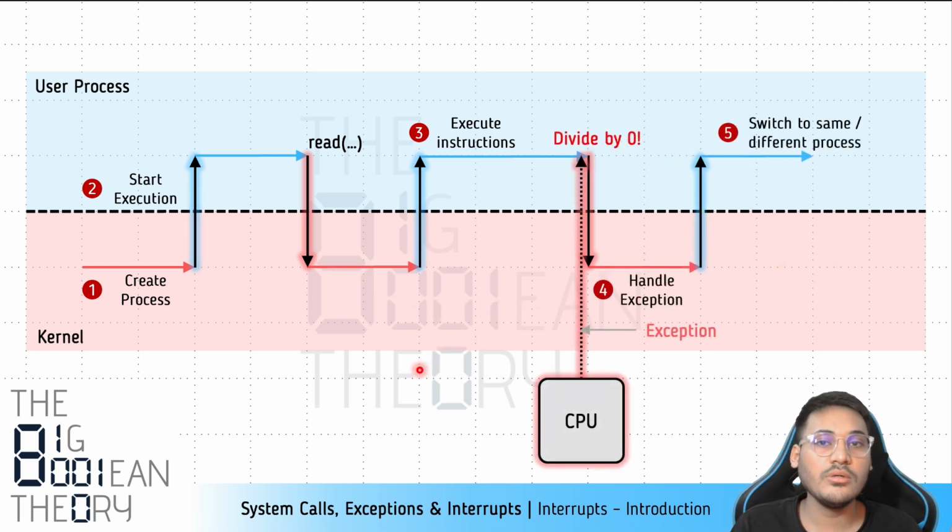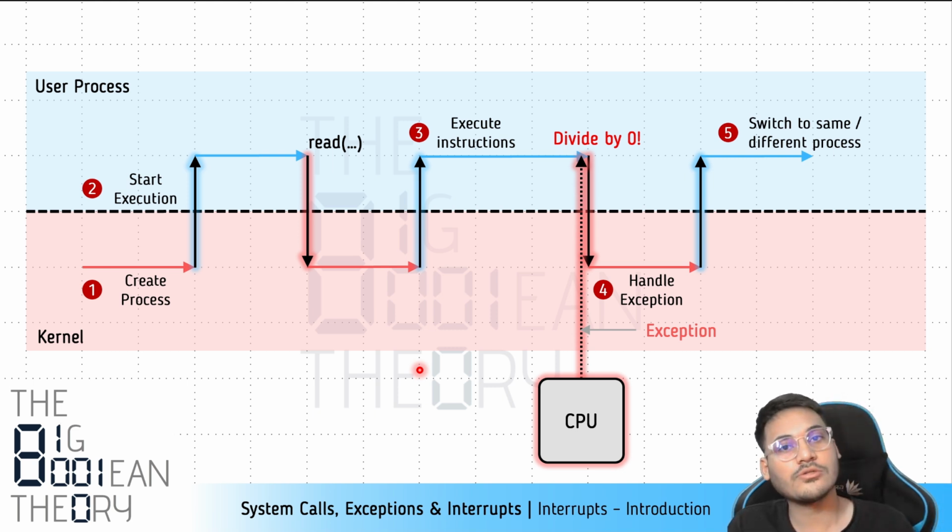Next, let us talk about exceptions. We discussed that an exception is also a software interrupt. The exception happens when the user process misbehaves. There is some kind of error or some kind of unexpected event. In this case, the user process is trying to divide by zero, which is an illegal operation. When the user process tries to do this, the CPU detects that this is an error, which needs immediate attention from the operating system.